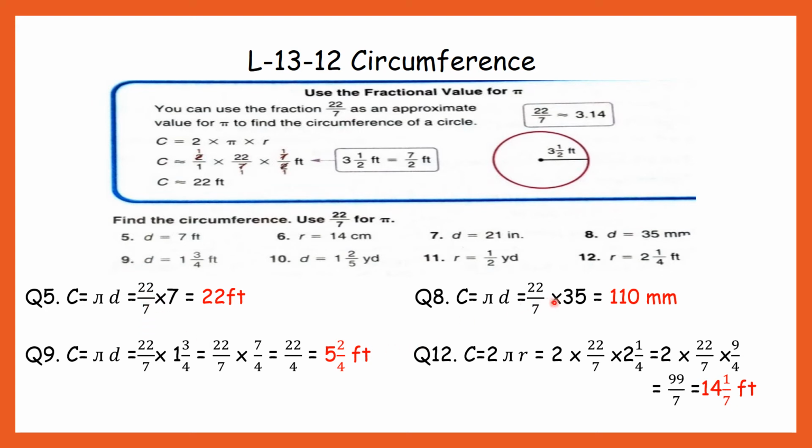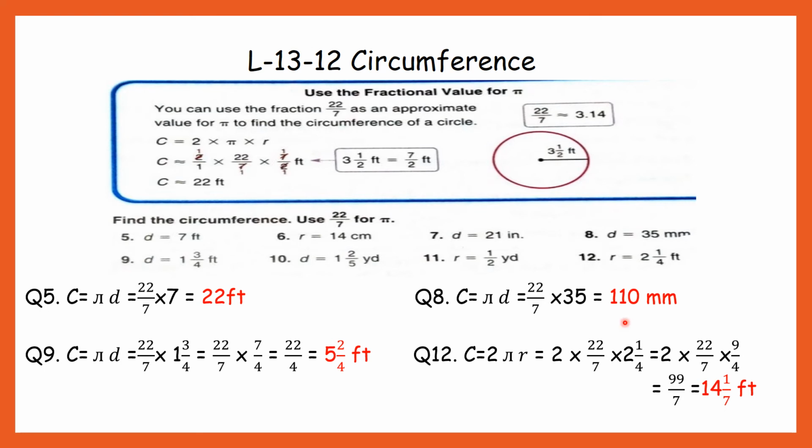Here also in question number 8, d is equal to 35 mm. Then 35 is a multiple of 7. 5 times 7 is 35. Then 5 is multiplied by 22. What do we get? 110 mm.